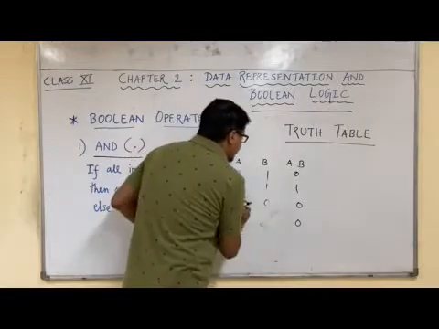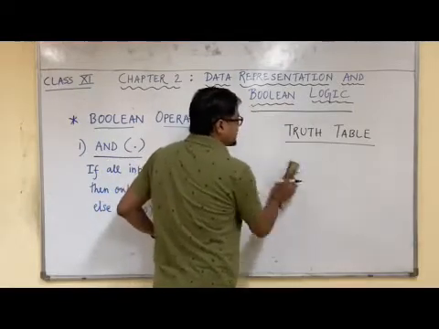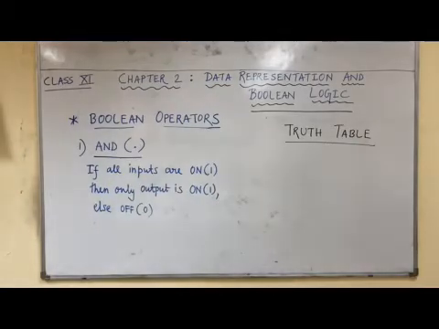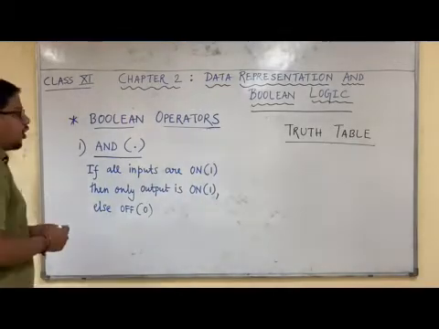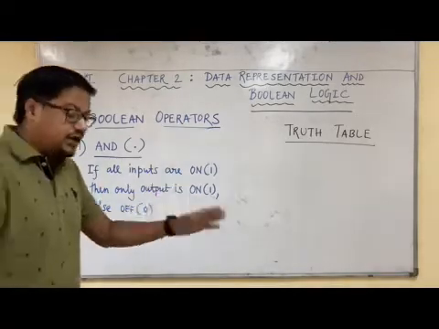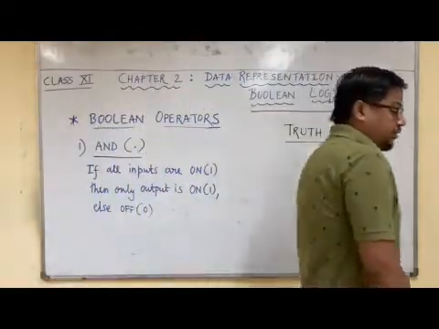So I repeat once more. An AND operator works in a case that it can take X number of inputs. Now, if all inputs are on, if all inputs are high, if all inputs are 1, then only output is 1, otherwise output is 0.